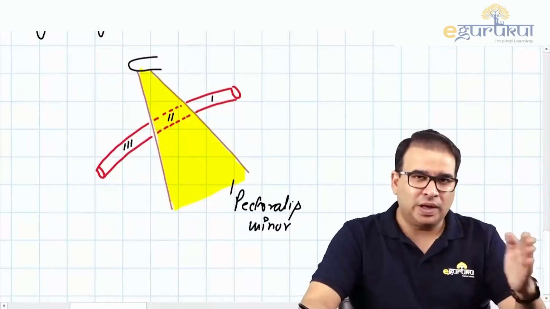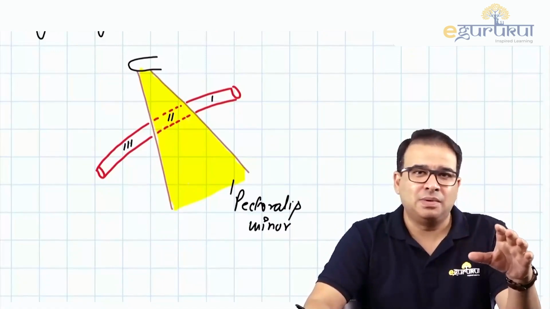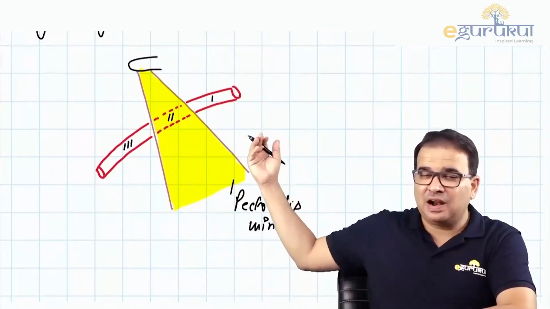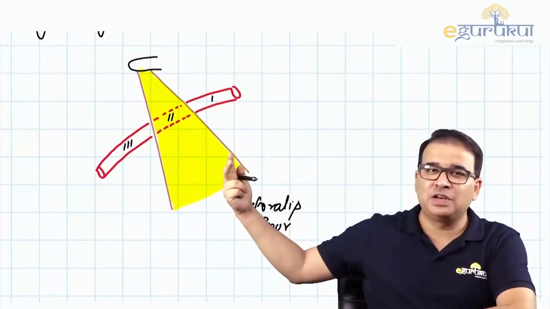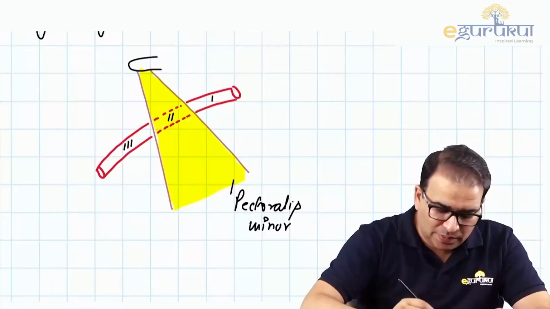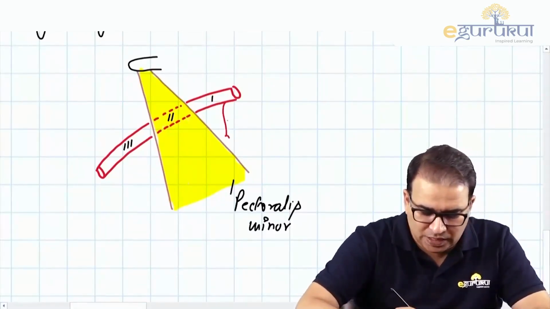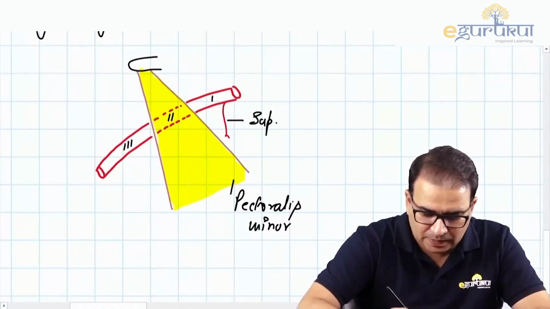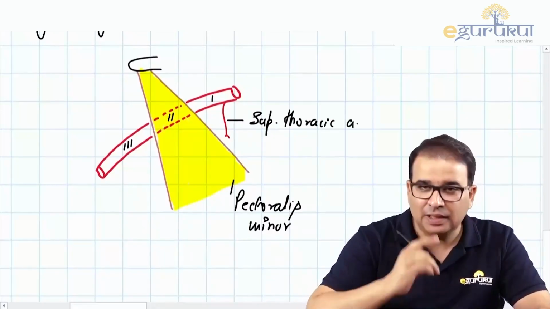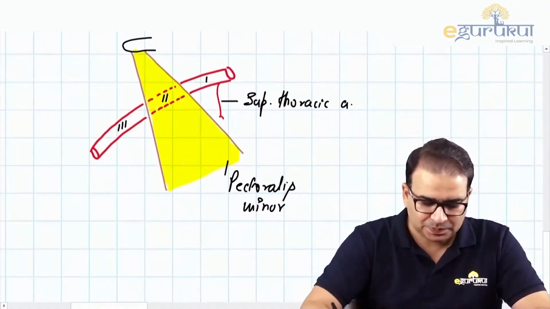So we have 1, 2 and 3 parts, and the branches of the axillary artery can also be easily remembered with the same 1, 2, 3 sequence, because the first part of the axillary artery will give 1 branch, the second part will give 2 branches, and the third part will give 3 branches. So guys, the only branch coming from the first part of the axillary artery is called the superior thoracic artery. That is the only branch coming from the first part of the axillary.